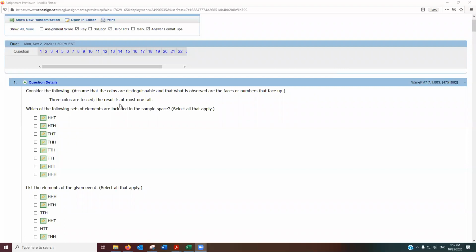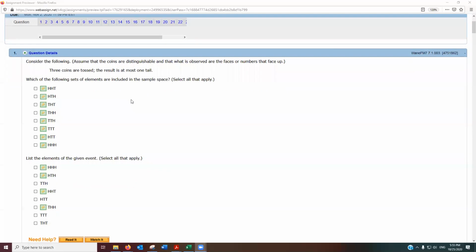All right, folks, I'm here in WebAssign. So I'm looking at the Module 8 homework. Let's work through a few of these. Let me go to number 1 here. It says, consider the following: 3 coins are tossed, and the result is at most 1 tail. All right, first it says, which of the following are included in the sample space?